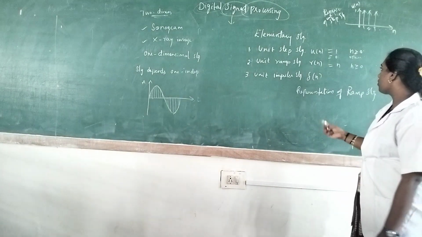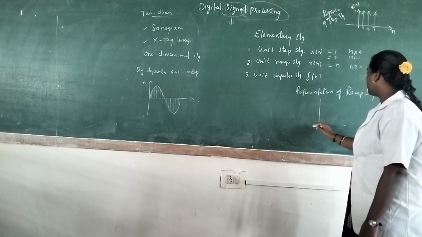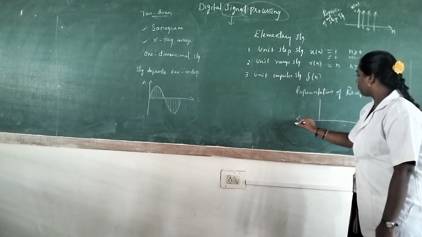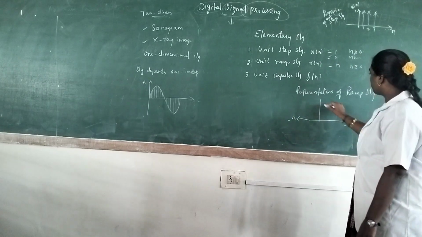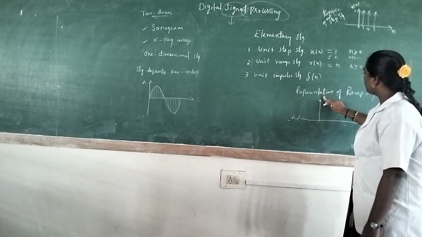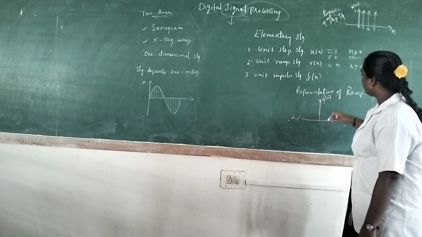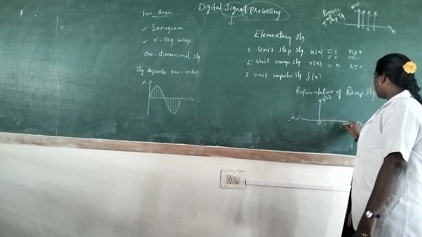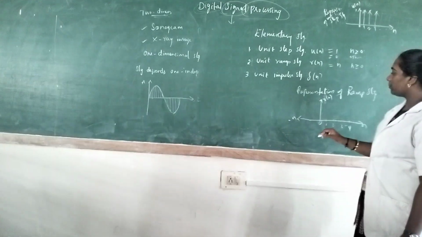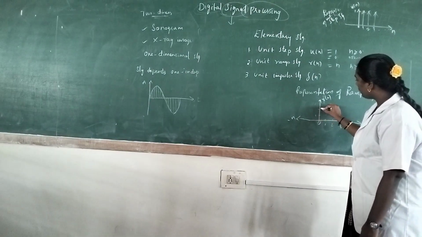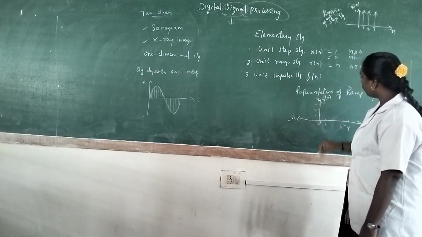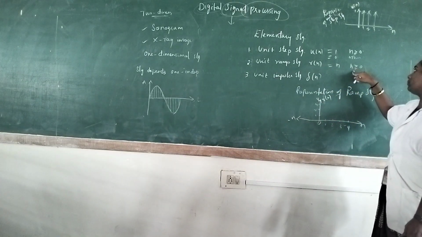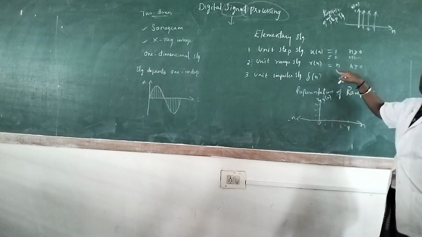So in representation of ramp signal, here you can see, this is your ramp signal r of n. This one is your origin. 1, 2, 3, 4 samples I am taking here. I am mentioning the value as 1, 2, 3, 4. So here they have given the condition: for all n greater than or equal to 0, the value will be n.